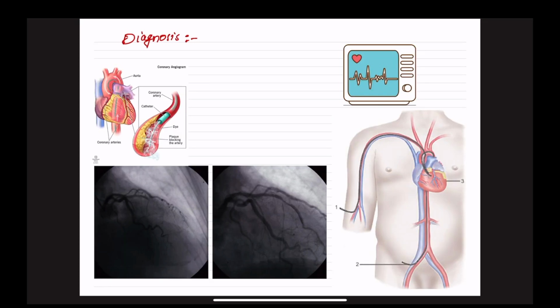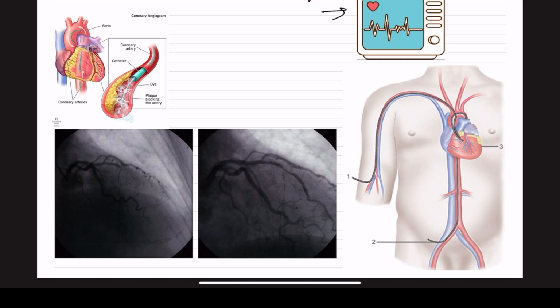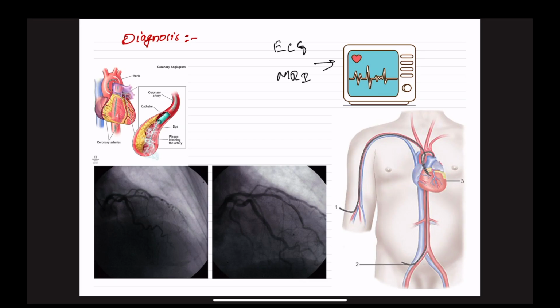Whenever a patient arrives with heart attack symptoms, the first thing that is performed is ECG. ECG is going to tell you whether they are having a heart attack or not. And MRI or blood tests can also be performed. But the most important one I want to mention is the coronary angiogram, which is super important because you can tell which artery is blocked and how much it is blocked.